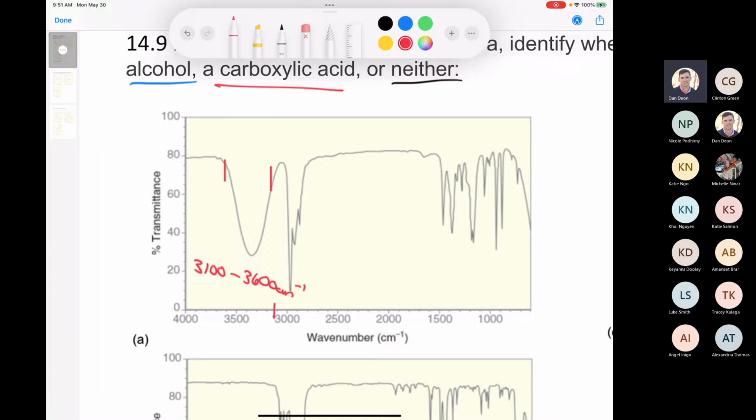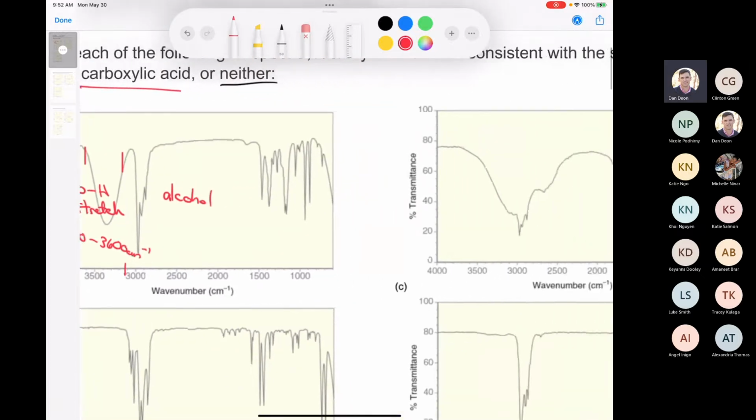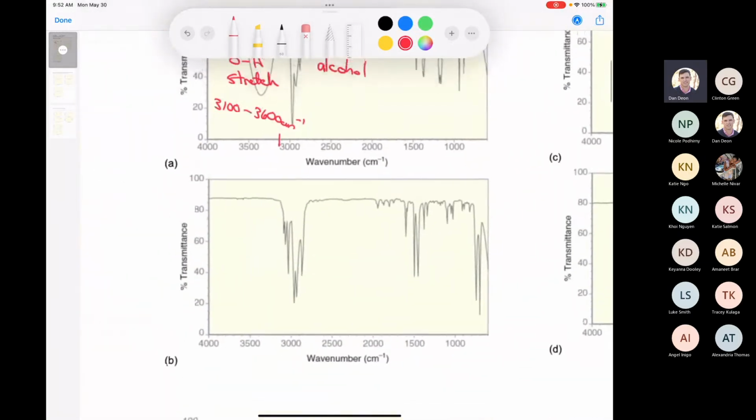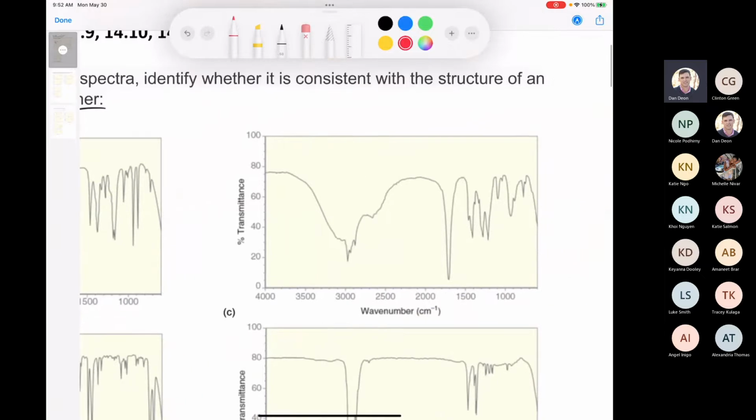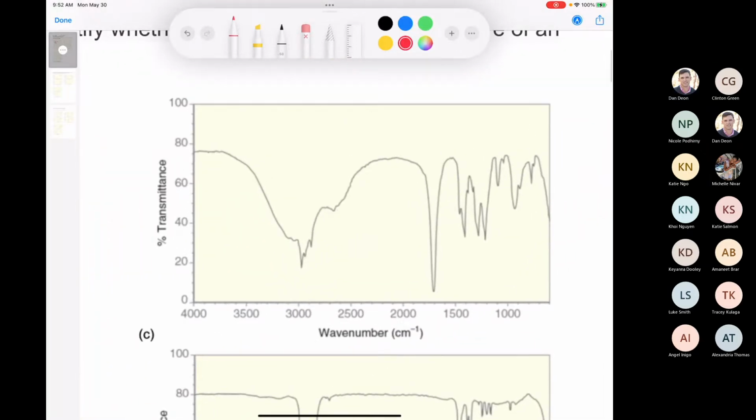So what is that, Angel and Kiana? Yes, it's an alcohol. This is the oxygen-hydrogen stretch. It's very broad, isn't it? So there we go. We've identified an alcohol. If we go down here, let's go over to C. Let's do C next. What about C?